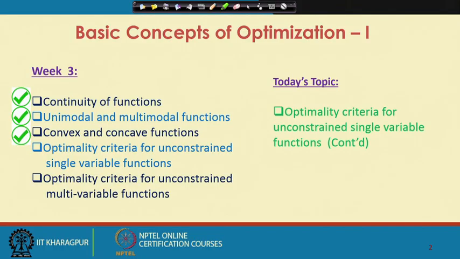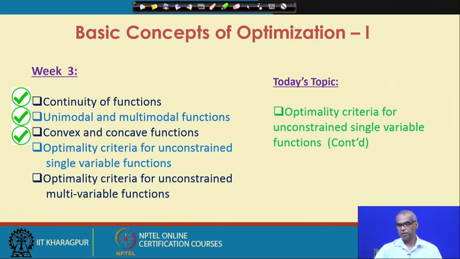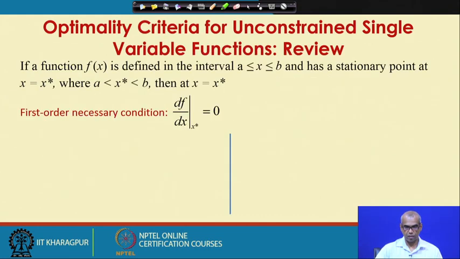Welcome to lecture 14. This is week 3 and we are talking about basic concepts of optimization, part 1. In our previous lecture, we started our discussion on optimality criteria for unconstrained optimization problems. And in this week also, we will continue with our discussion on optimality criteria for unconstrained single variable functions. So, let us quickly review what we learnt in our previous lecture on optimality criteria for unconstrained single variable functions.